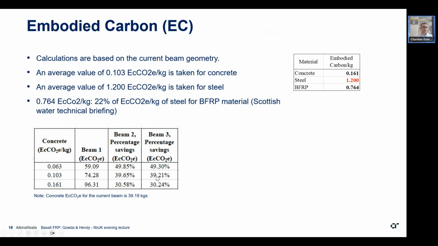So if I'm able to reduce my emissions from concrete or use a lower strength concrete, then the contribution from the reinforcement percentage increases and my overall savings also go higher. And similarly, vice versa, the other way around. If I increase the concrete strength, then the contribution from concrete is higher and the contribution of the BFRP material goes down.